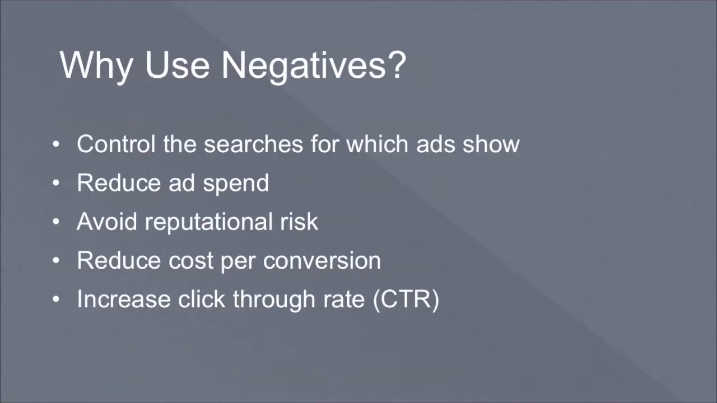Now we use negatives to control the searches for which our ads show. So we are giving control, for example, dentist and dentists, as I showed a moment ago. They reduce our ad spend because they prevent our ads showing up for things we don't want them to when we're using particularly phrase, broad and modified broad match searches. They avoid reputational risk, as I've just demonstrated with the worst locksmith example. As a result of all that, they reduce our cost per conversion and they increase our click-through rate. Our spend becomes more effective as a result.